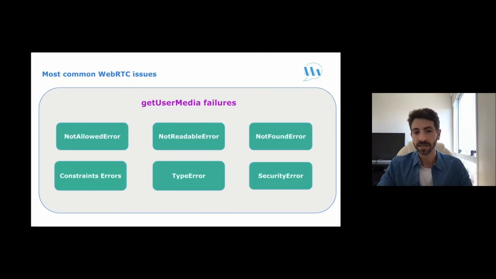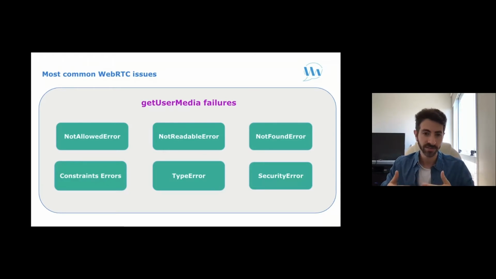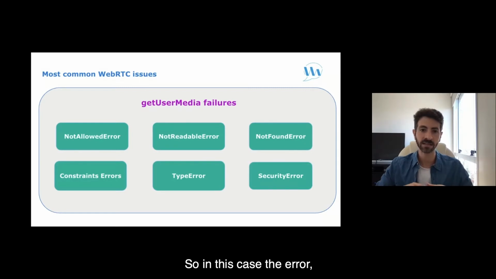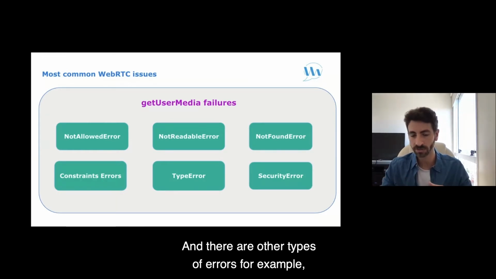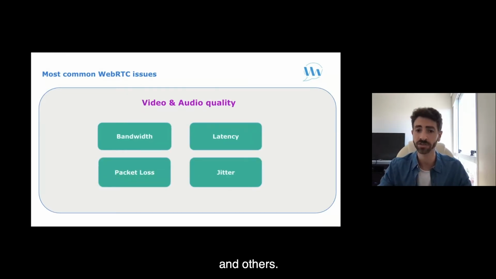For example, there is another issue with the camera resource they do not access. So in this case, the error will be a not readable error. Or for example, we want to use a device because you can specify the device ID, and that is not present. So the error will be a not found error. And there are other types of errors, for example, for the constraints and others.